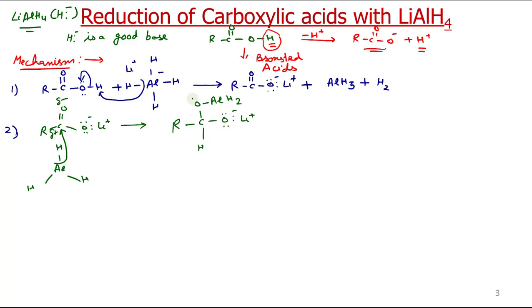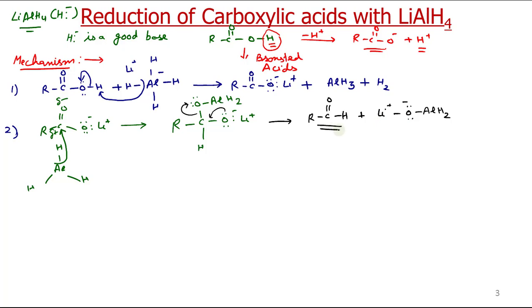Now in the next step these electrons will come here, so this will be removed. What we will get is aldehyde plus Li positive O negative Al H2. Basically you can show this bond, or otherwise you can also show only two electrons, because these are electrostatic interactions. So we get aldehyde.